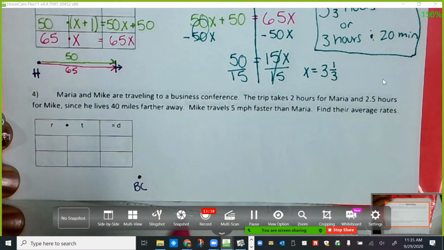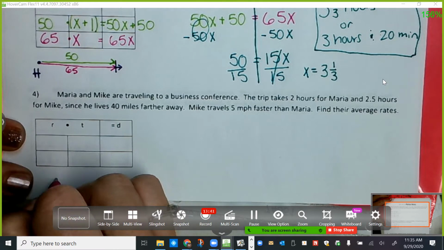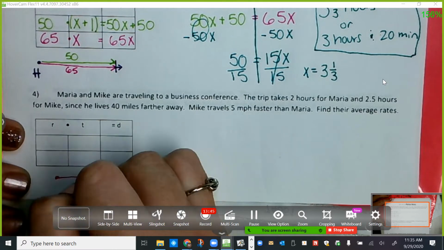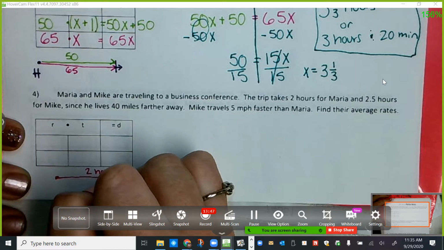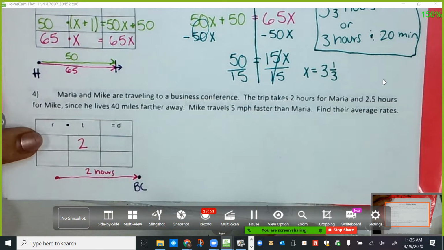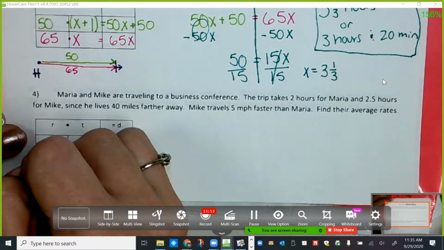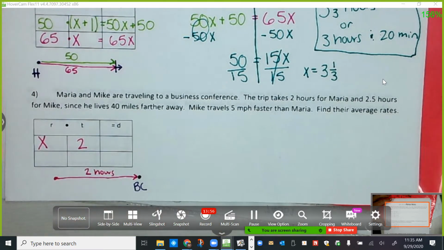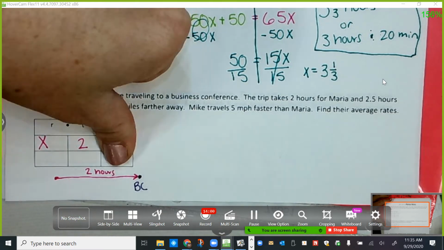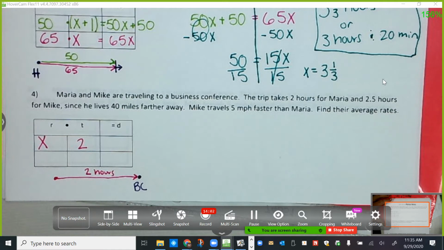We know that Maria takes 2 hours. So we'll say this is her house, and she takes 2 hours. Okay, so we know Maria's time is 2 hours. Do we know Maria's speed? No. So that's our first unknown. Y'all don't multiply for your distance until you're done going through everything in your sentences, okay?